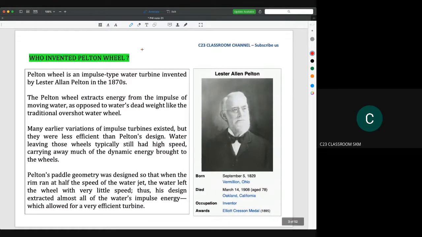So who invented the Pelton wheel? The Pelton wheel is an impulse type water turbine invented by Lester Allan Pelton in the 1870s. You can read this from this slide, so I skip this one.